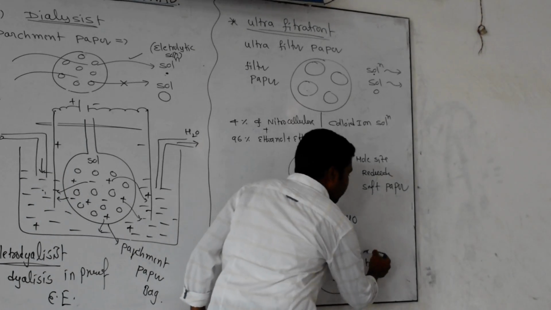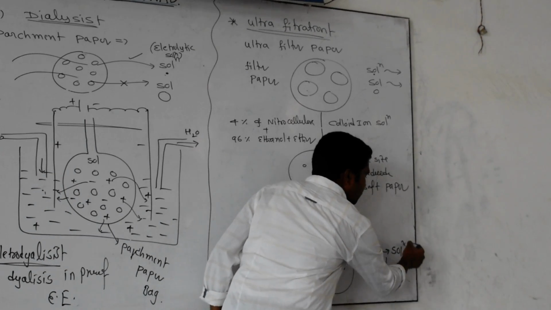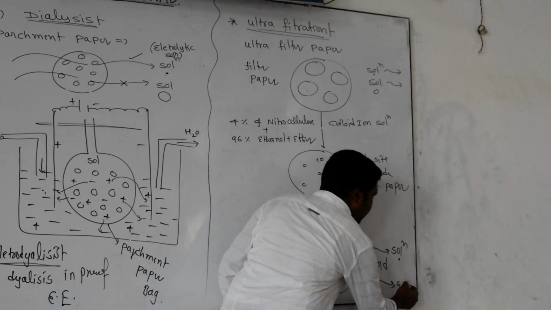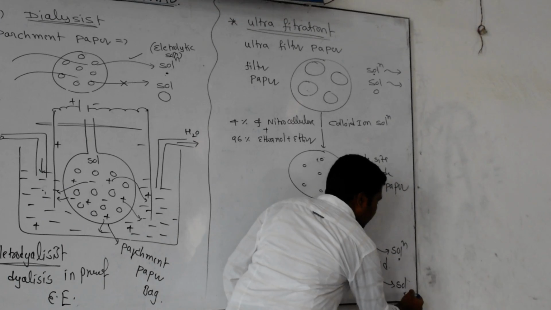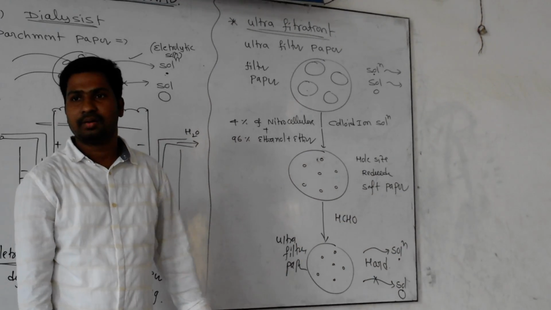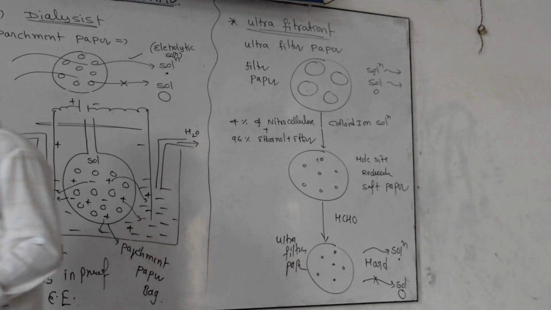Through that ultra filter paper, only solution particles will pass because of their smaller size, but not sol particles, because the sol particle size is bigger than those holes. Then the filtration will be over. Is everyone clear? Yes, this is called purification.